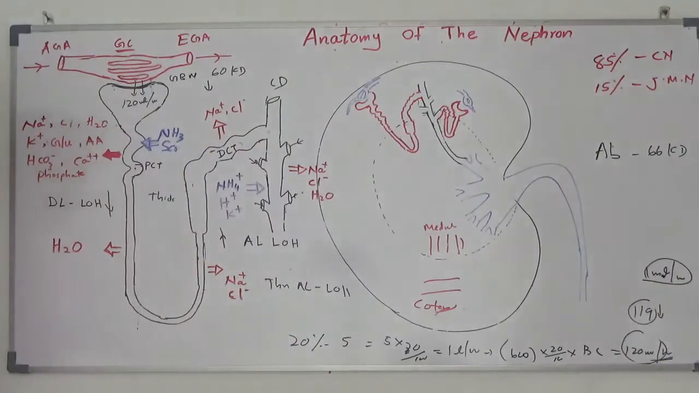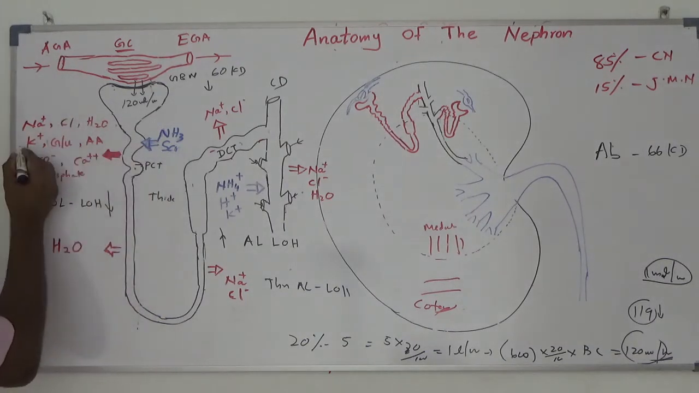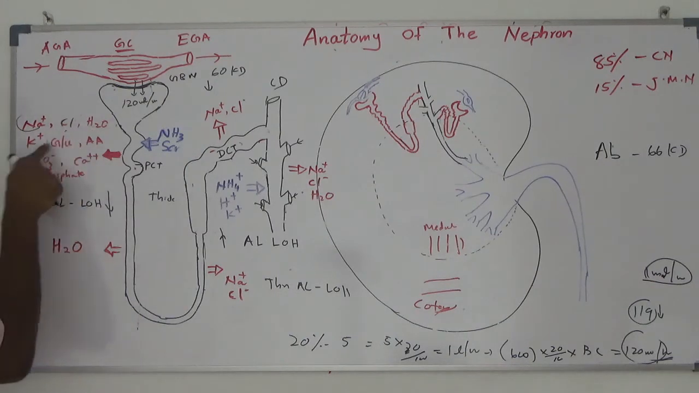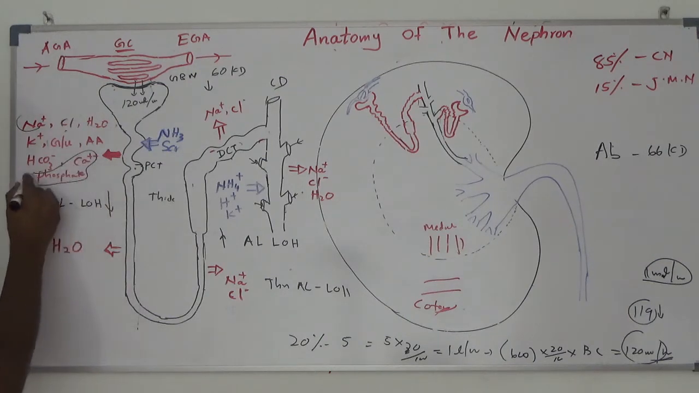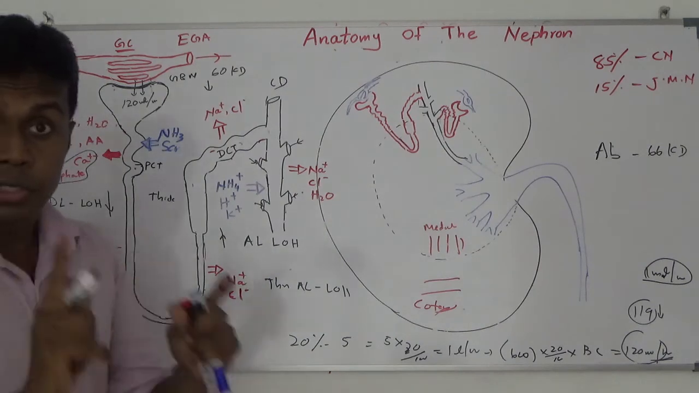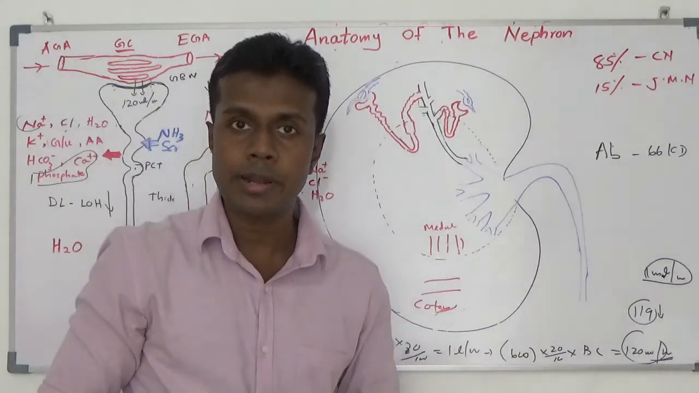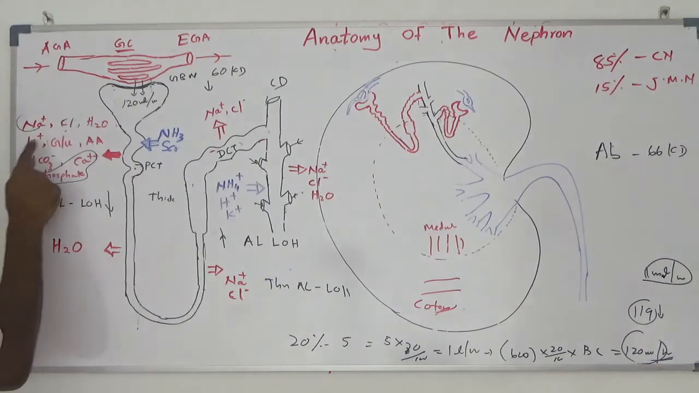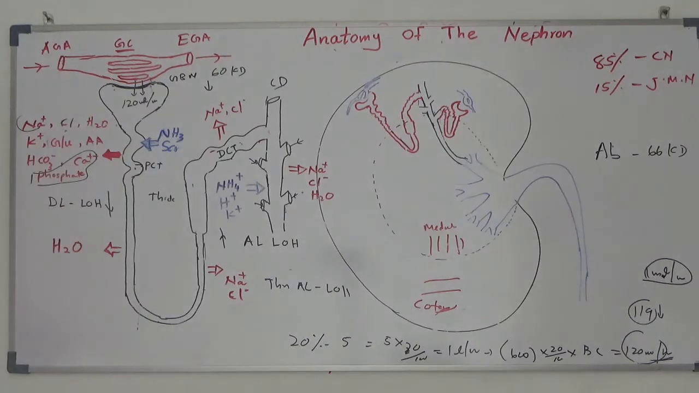Here, from the proximal convoluted tubule, you are going to reabsorb sodium, chloride, water, potassium, glucose, amino acid, bicarbonate, calcium and phosphate, in the presence of parathyroid hormone. The proximal convoluted tubule is the one going to reabsorb the large majority of water and electrolytes. What are the electrolytes? Sodium, chloride, potassium, and in addition to that glucose, amino acid, bicarbonate, calcium and phosphate.